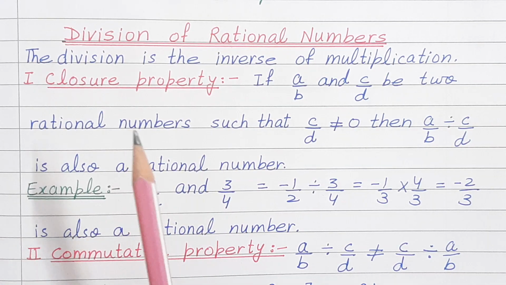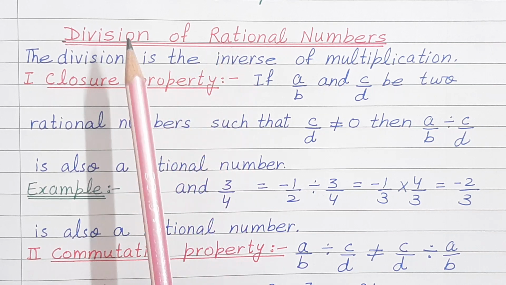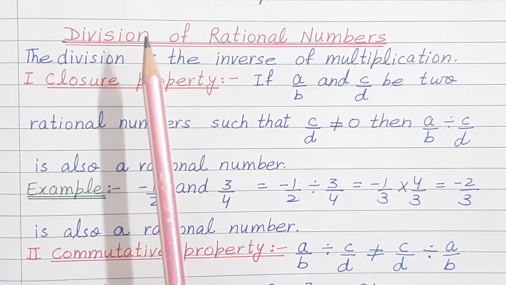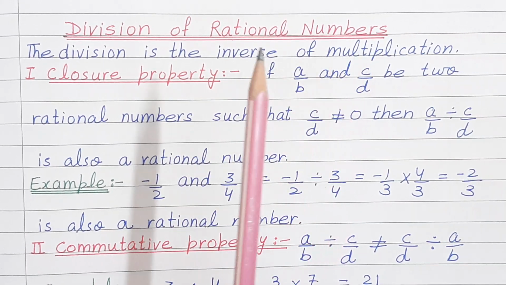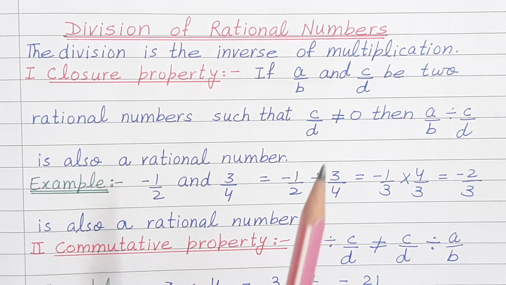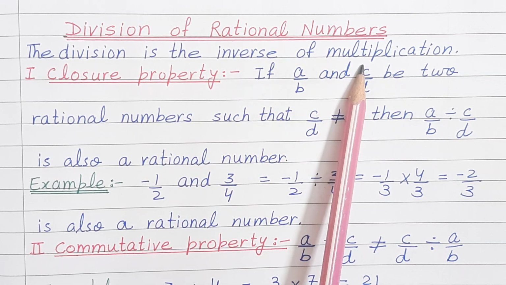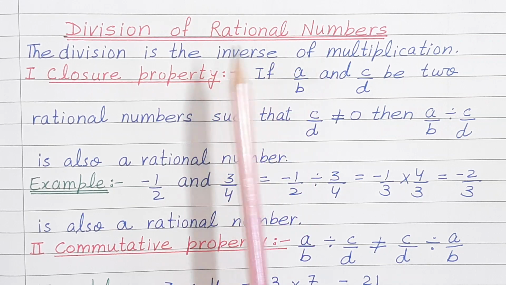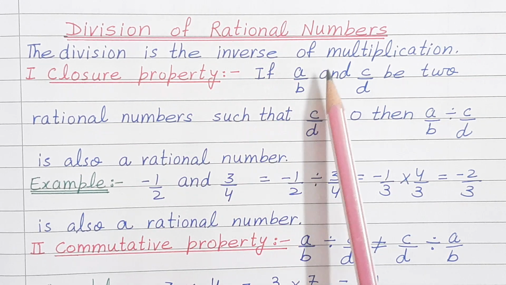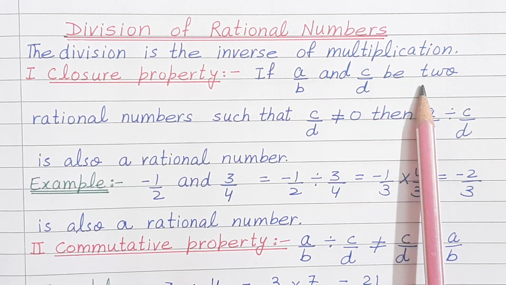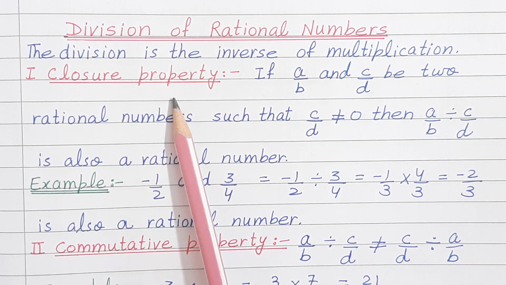5 minutes break is over, children. Now let us continue with the topic. So, let us discuss division of rational numbers. Students, till now we have discussed addition, subtraction and multiplication of rational numbers. Now, let us discuss division. The division is the inverse of multiplication. So, let us discuss the first property, that is closure property.